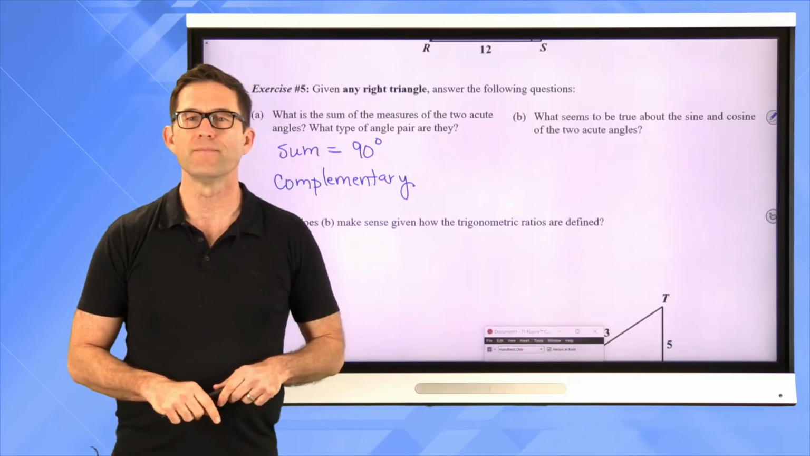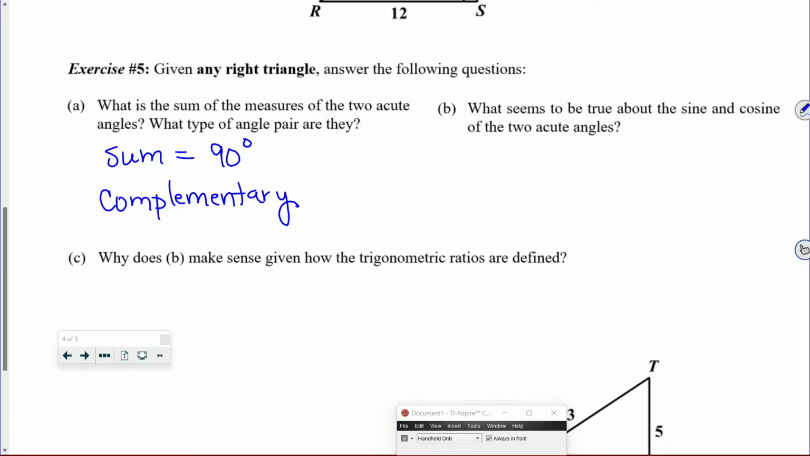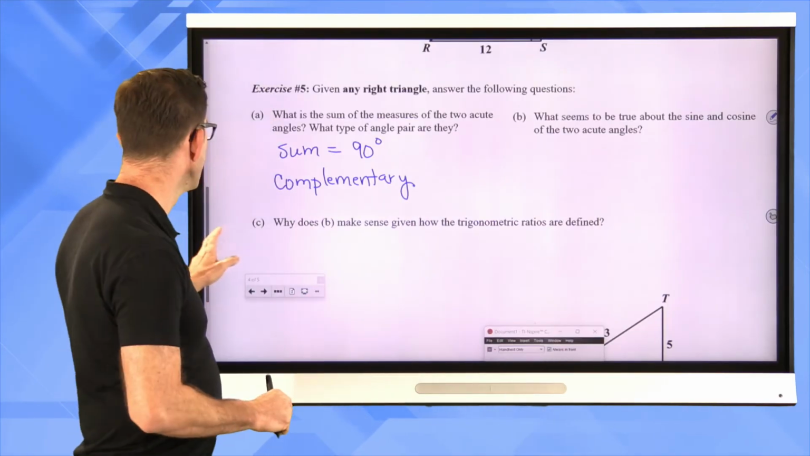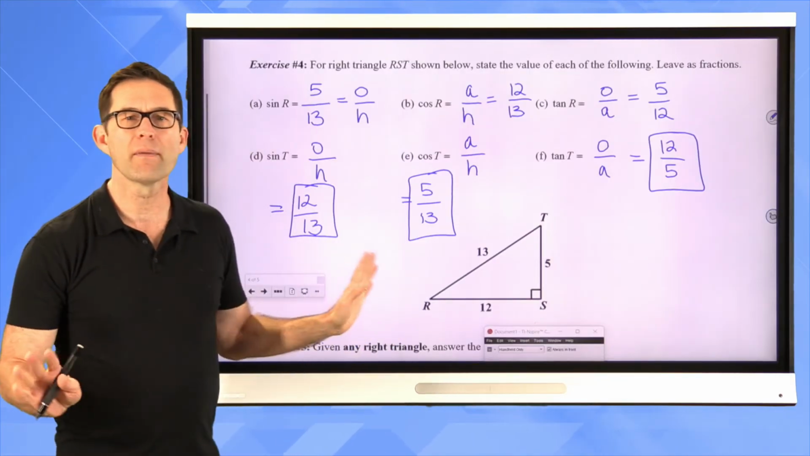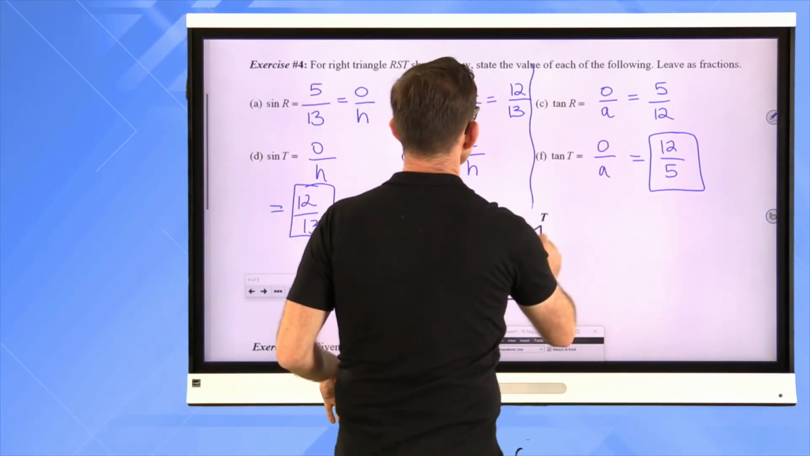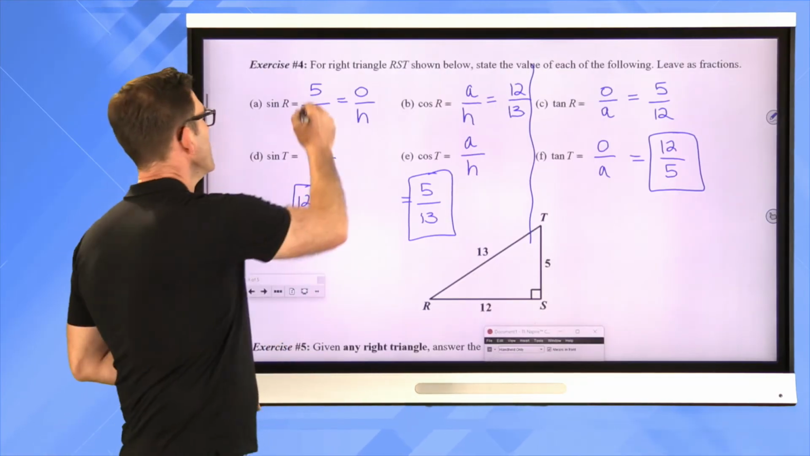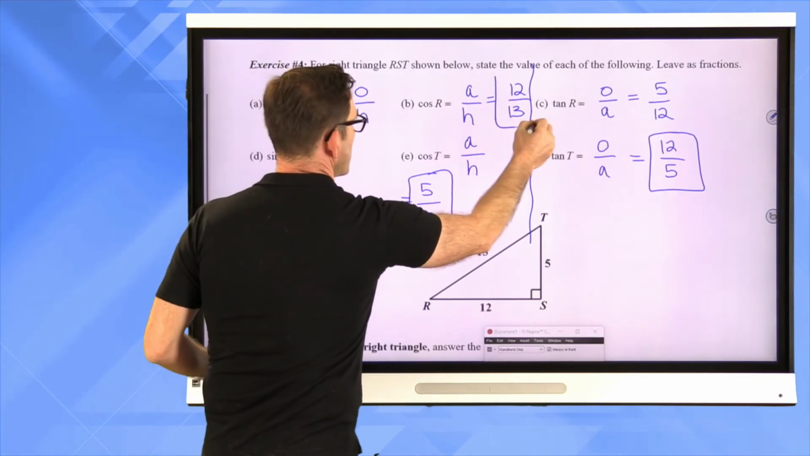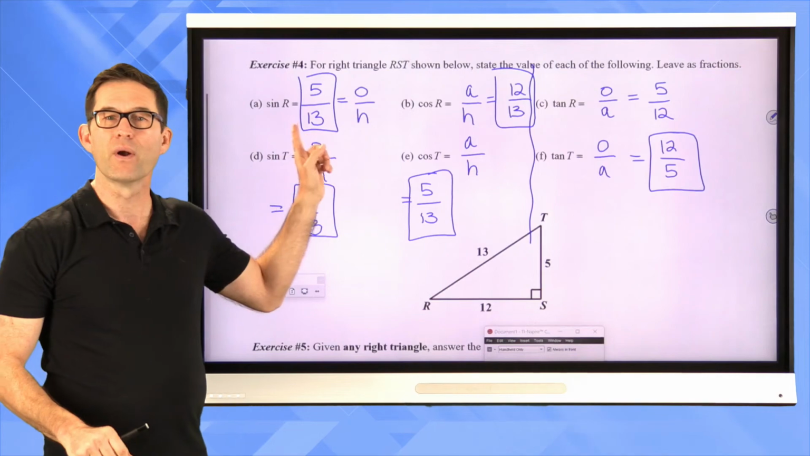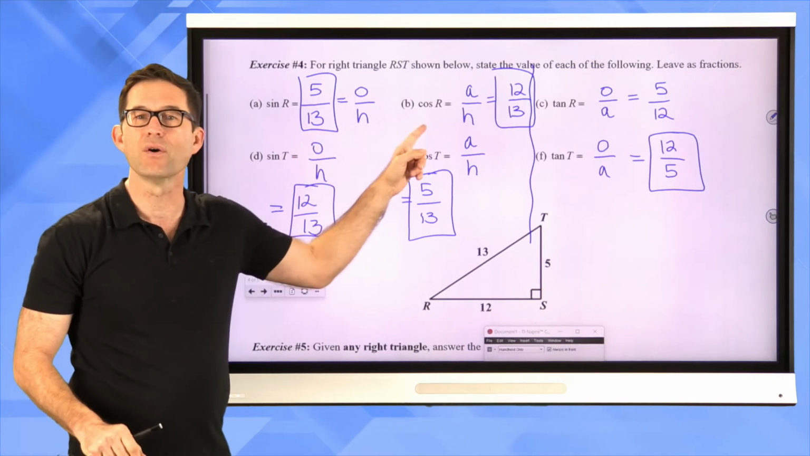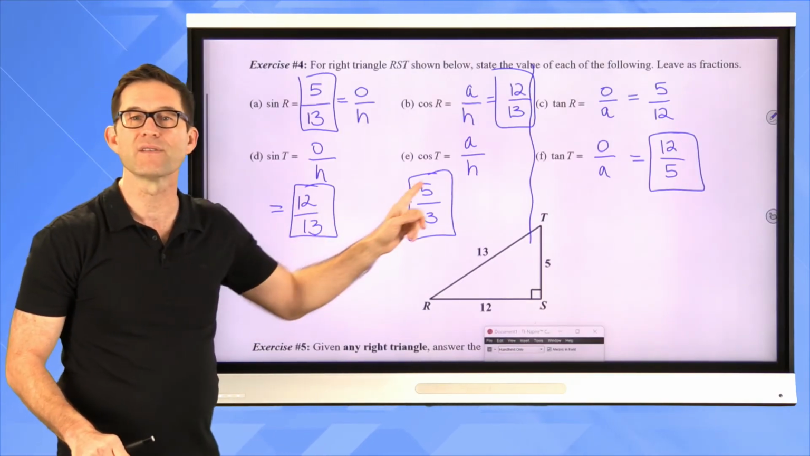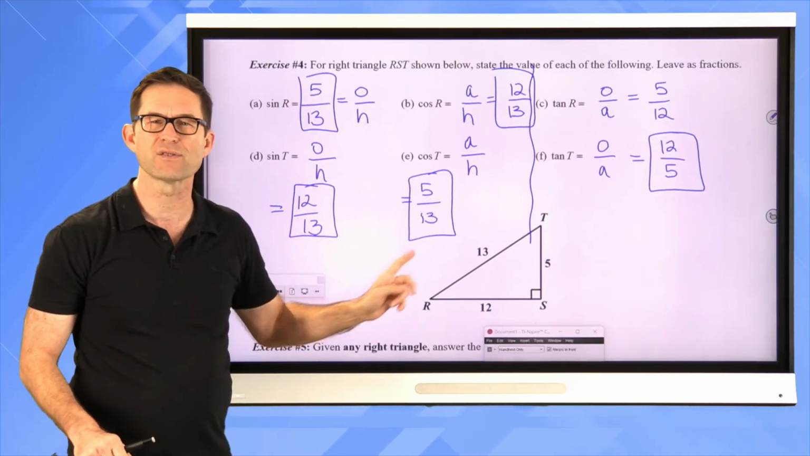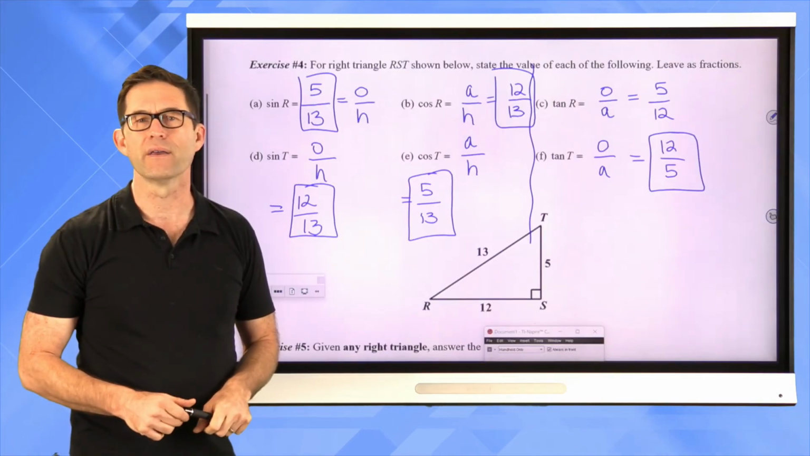Now, letter B. What seems to be true about the sine and cosine of the two acute angles? All right, let's go back up to here. I don't care about the tangent right now. I just want to look at these. Let me circle the sine and the cosine. So here I've got the sine of R is 5/13, the cosine of R is 12/13. Here the sine of T is 12/13, and the cosine of T is 5/13. What do you notice about those values?